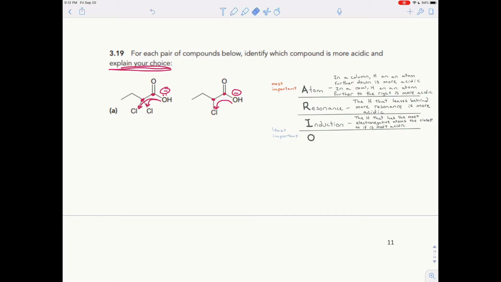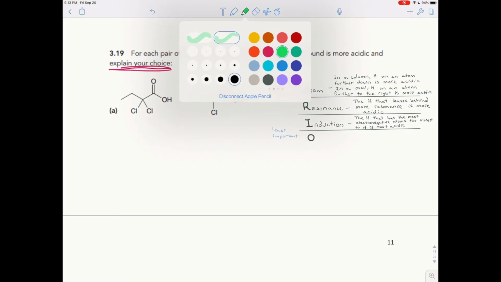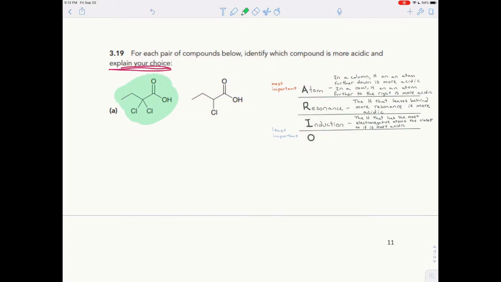Because the molecule on the left has more chlorines, the negative charge is spread out over more atoms. And so, the more you spread charge out, the smaller the charge is in any individual place. And so the more stable the charge is. So you'd want to include all of that in your explanation. And you'd end up with the result that that is the more acidic molecule. It has a hydrogen here that's more acidic than any hydrogen on the other molecule.